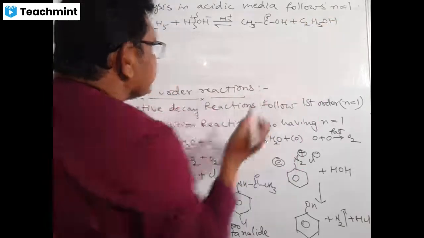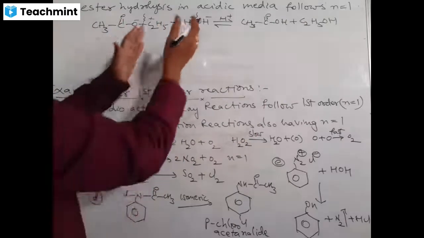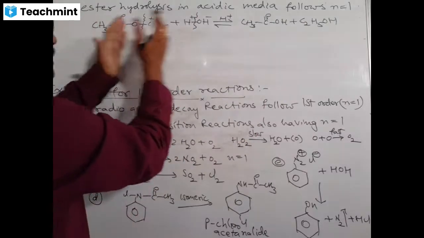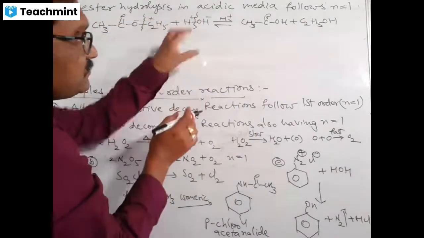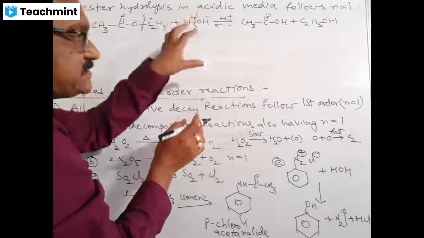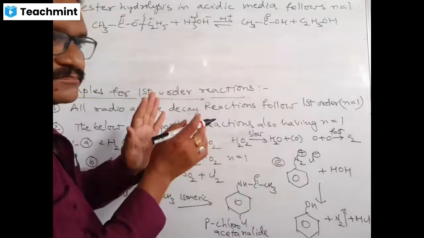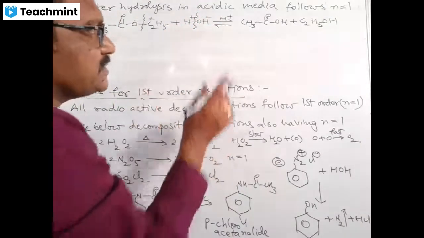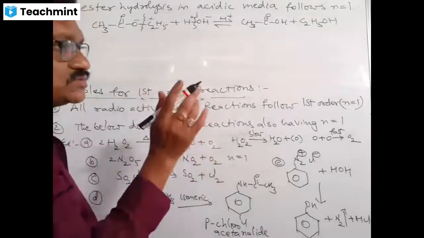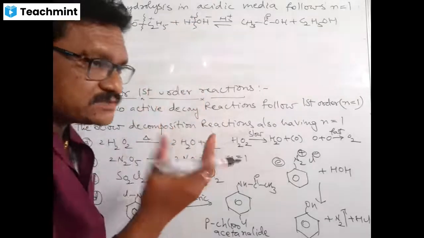C2H5 plus. Okay. Here what happens? Rate depends upon only ester concentration, but not water. Why? Water should be taken in excess when compared with ester. That's why it follows only first order. Actual molecularity is 2. Such type of reactions we call pseudo-molecular reactions.